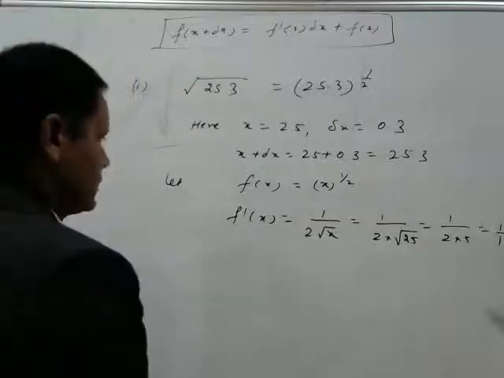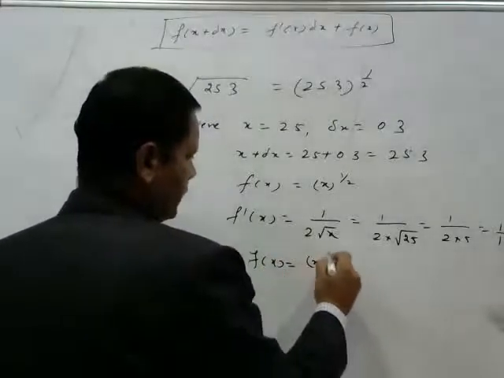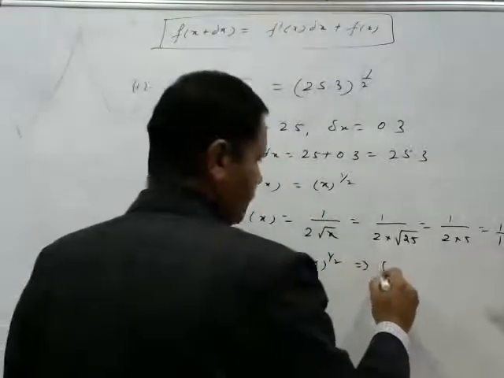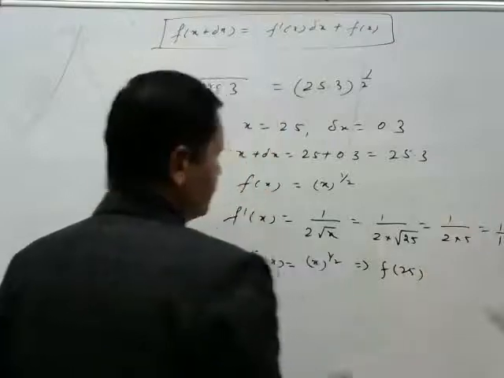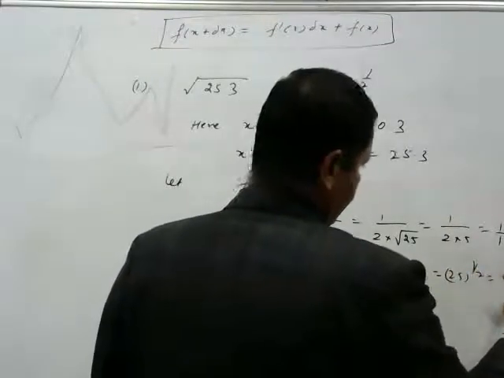And f of x is equal to x to the power half, and x I have taken 25. It implies that f of 25 is equal to 25 to the power half, and that is equal to 5.